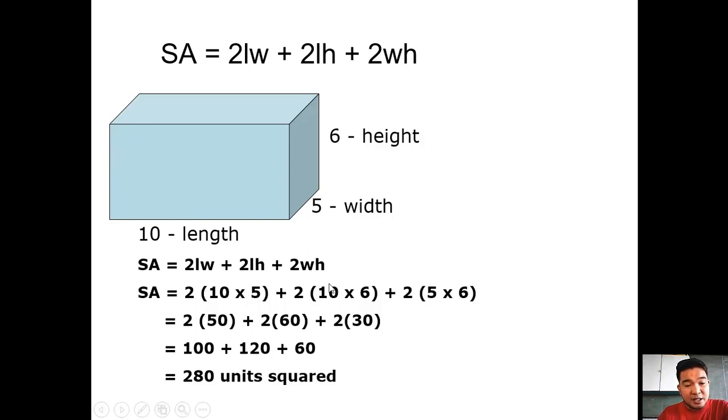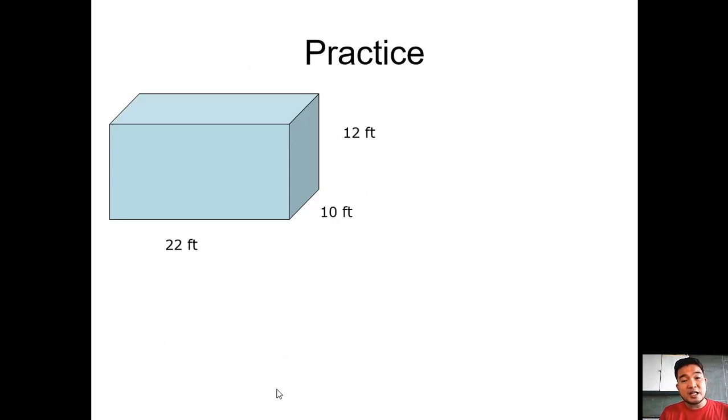And then simplifying it further, 10 times 5 is 50, 10 times 6 is 60, 5 times 6 is 30. You multiply all of those by 2, so 2 times 50 is 100, 2 times 60 is 120, then 2 times 30 is 60. Then you add all these 3, 100 plus 120 plus 60, so you will be having 200 units squared or square units. So that is the surface area of this rectangular prism.